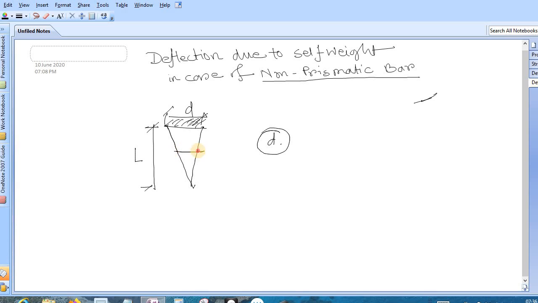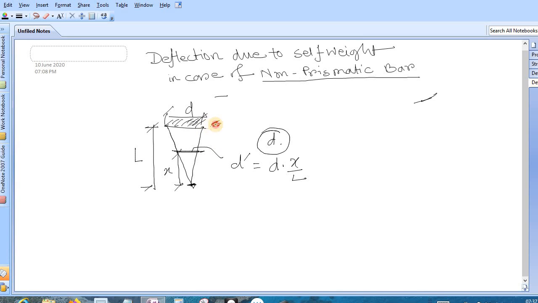So at any distance x from the bottom, what is the diameter? D dash, simply from linear interpolation, is D into x by L. When x is 0, this is 0. When x is L, this is D. So now we have to find the deflection due to its self weight. Let's calculate it.